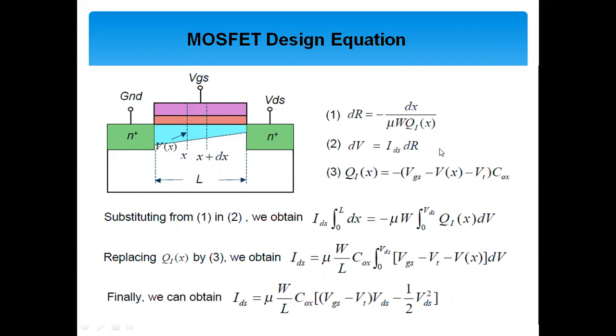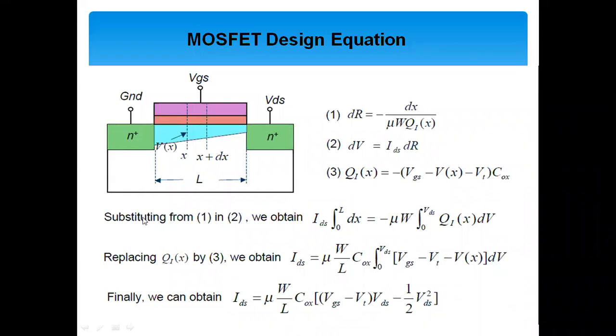Now, what is this Q1 of x? Q1 of x is equal to minus (VGS minus V of x minus VT), that means the threshold voltage, multiplied by Cox. What is this Cox? Cox is nothing but the MOS capacitance, right? Now consider this as equation 1, this as equation 2, and this as equation 3.